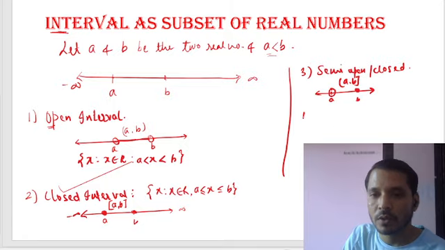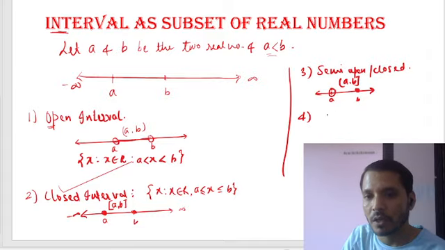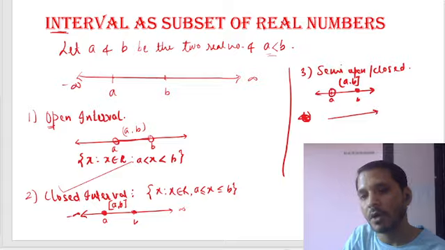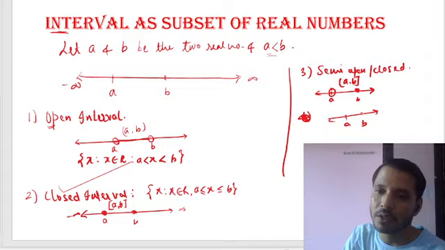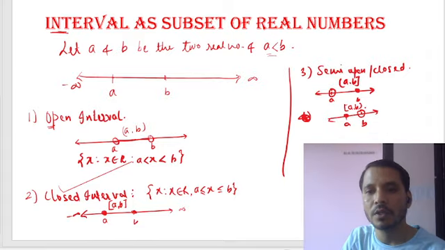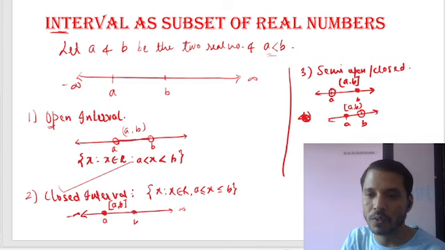Now the other form: if you have the number line with A and B, how do we write it? This side is closed, this side is open. So we take the close bracket at A and the open bracket at B. So this is semi-open and semi-closed.